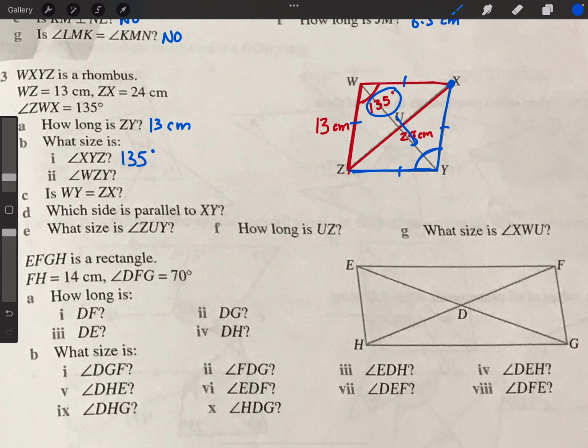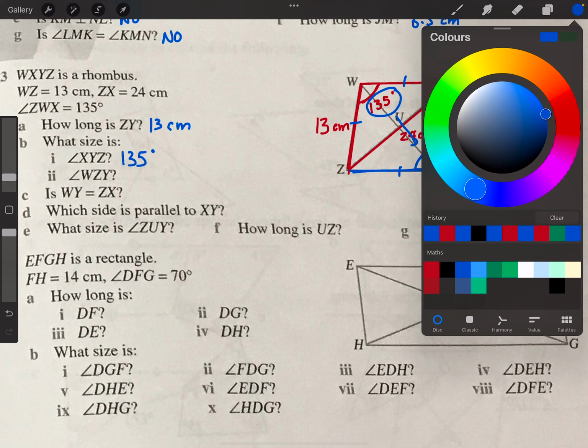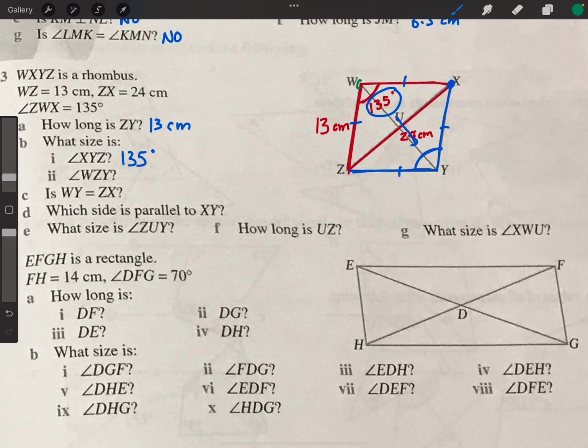Angle WZY. Where's that? I'll put that in green. WZY. So what's this angle here? Right, so we do know that these again are parallel, so that angle added to that one must be 180.